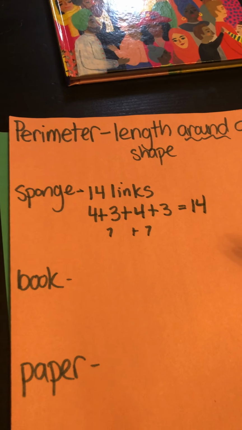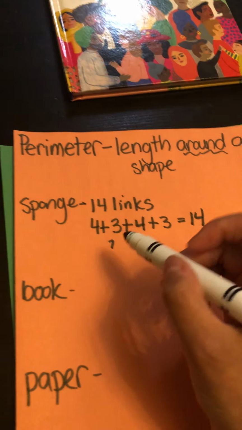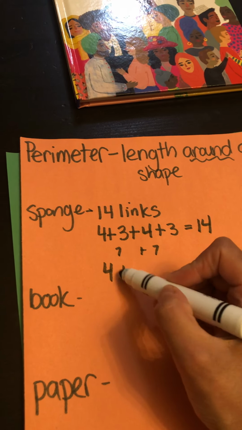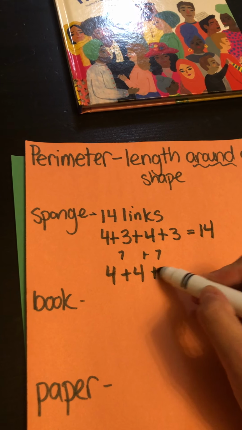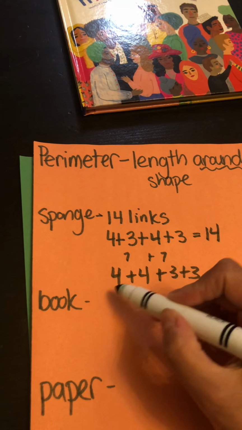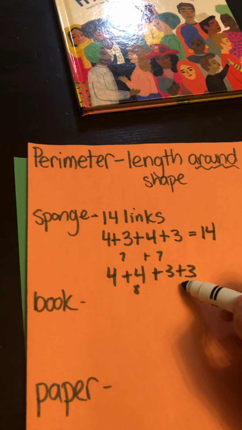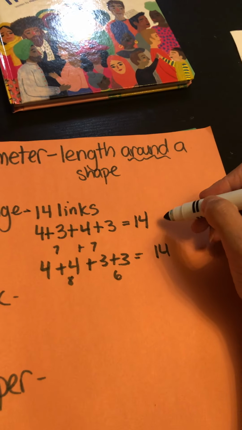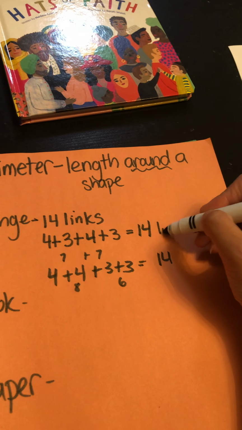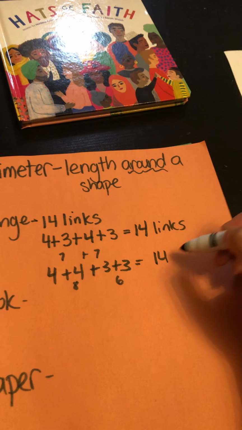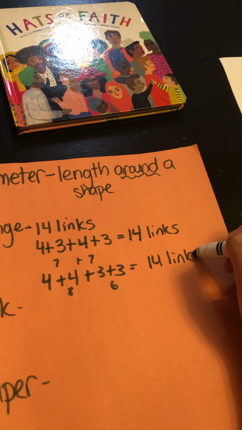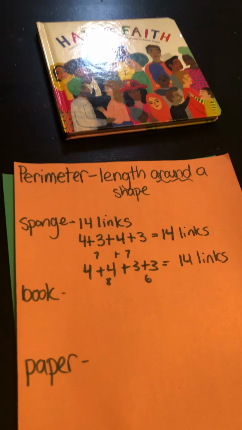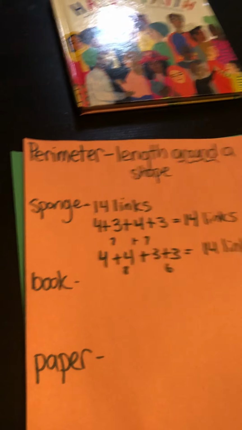I know some of you like to add quickly with doubles, so you can also write it this way: 4 plus 4 plus 3 plus 3. 4 and 4 is 8, 3 and 3 is 6, again equaling 14. And I can't forget the units. The units I used are links. I think that's what they're called. So that's the first example I'm going to do with you.